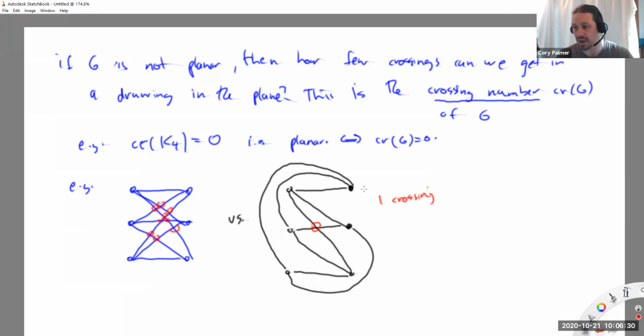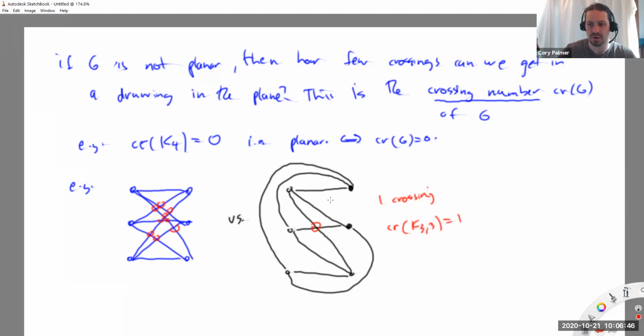There's no way we can do better. K33 is not planar, right? You can't have fewer than 1 crossing. So this actually proves that the crossing number of K33 is equal to 1, because it has to be greater than 0, and obviously the number of crossings is an integer. Okay, so that was the minimal one there.